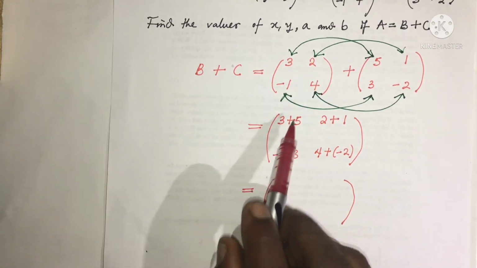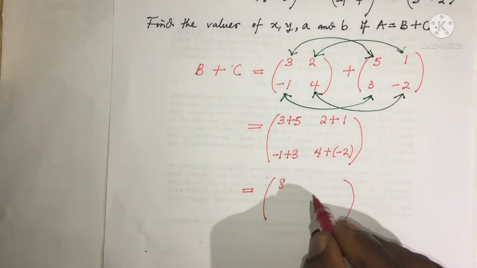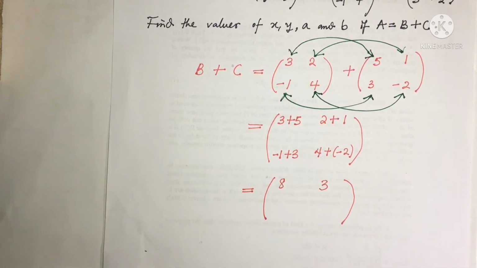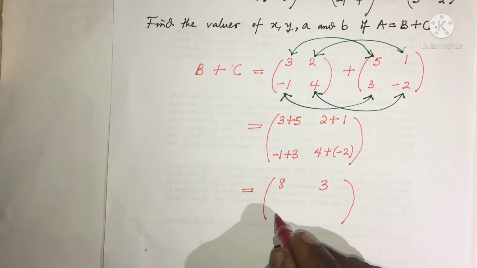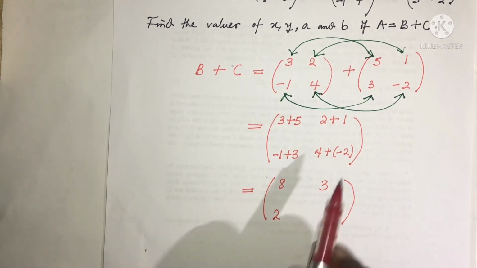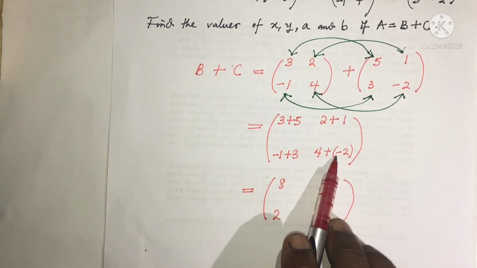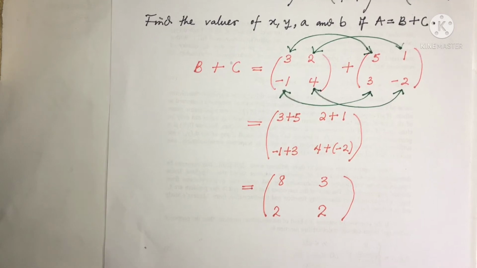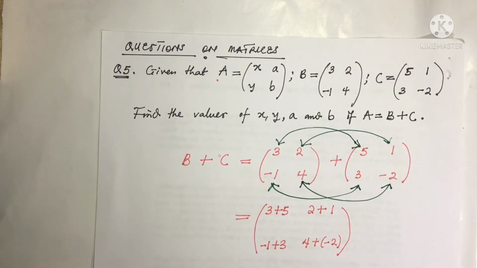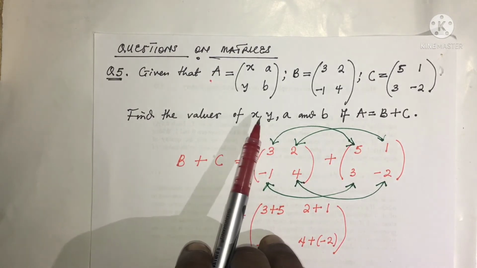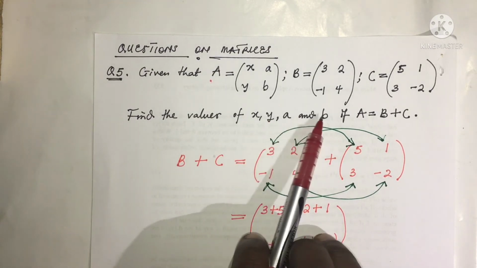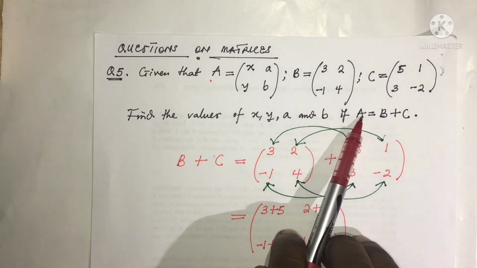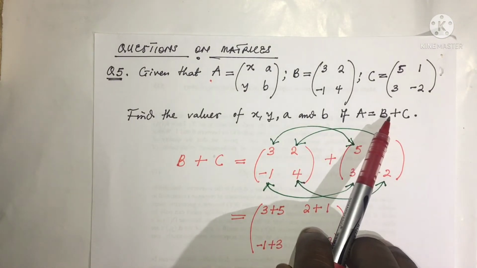Okay? Now, on the next line, I'm going to proceed with simplifying what I have done here. 3 plus 5 will give me 8. 2 plus 1 will give me 3. Minus 1 plus 3 will give me 2. Then plus times minus is minus, so the problem reduces to 4 minus 2, and 4 minus 2 is 2. So that solves the problem of adding B to C. Now, have we solved the overall problem? No. Remember, we are asked to find what X, Y, A, and B will be if the matrix A is equal to the matrix B plus C.